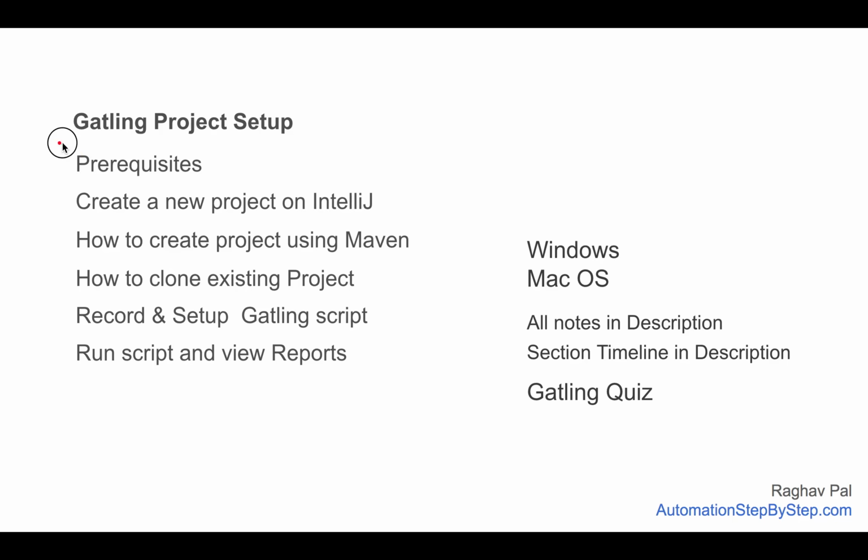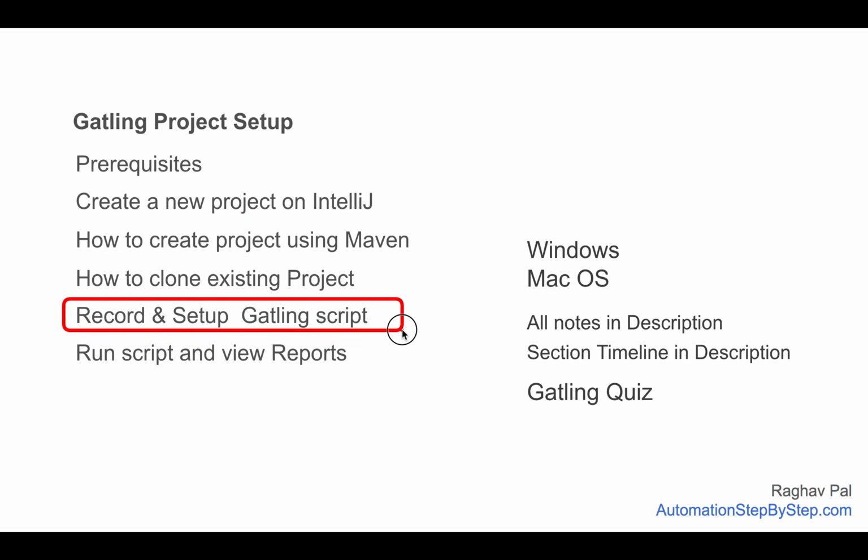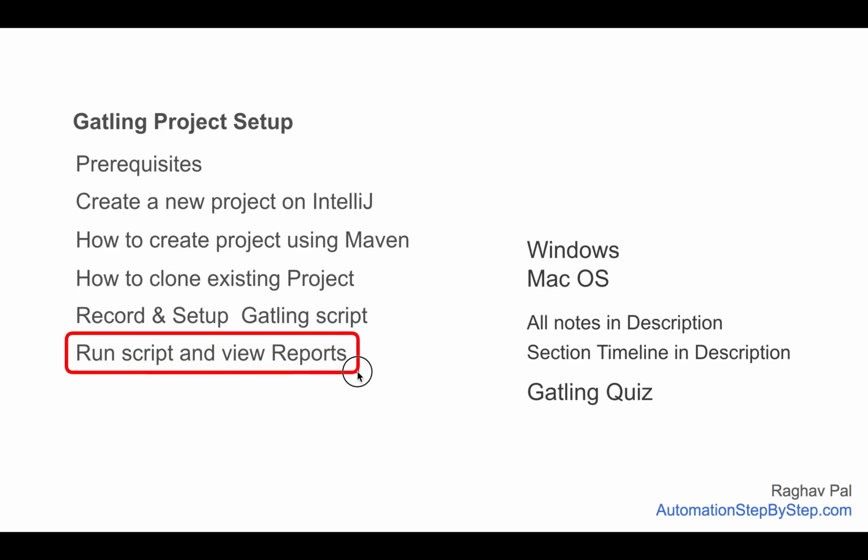Now in this part, we are actually going to create a project and use Gatling in the project. So we will see the prerequisites, what are the things required for the project setup. We will then select an IDE. In this session, I'm going to use IntelliJ, but you can use any other IDE like Eclipse or VS Code, wherever you can create and run Java or Scala scripts. We will learn how to create a project using Maven and also how we can clone an existing project. So there are two options for creating a Gatling project, and we will see both. We will then learn how to record and set up a Gatling script, and finally we will run the script and check the reports. So this is going to be very easy and very interesting.